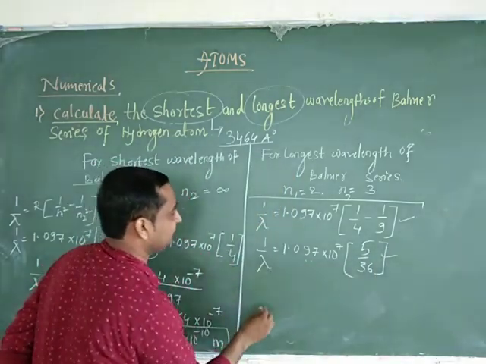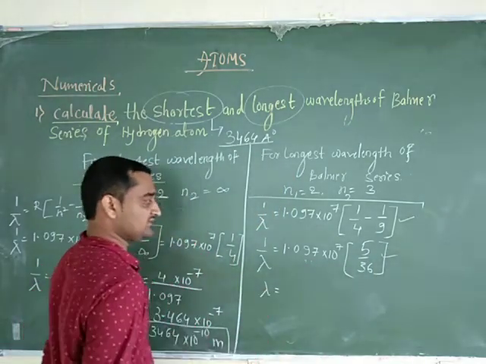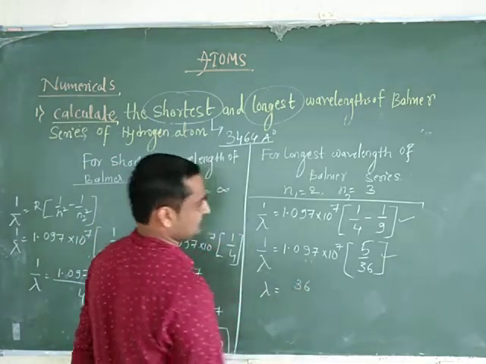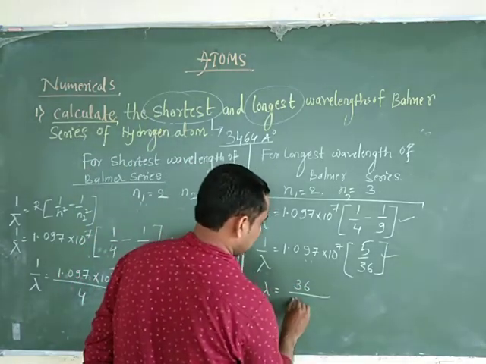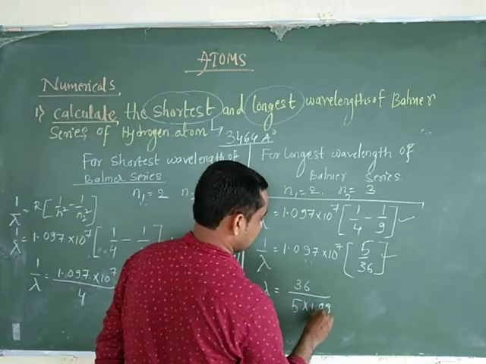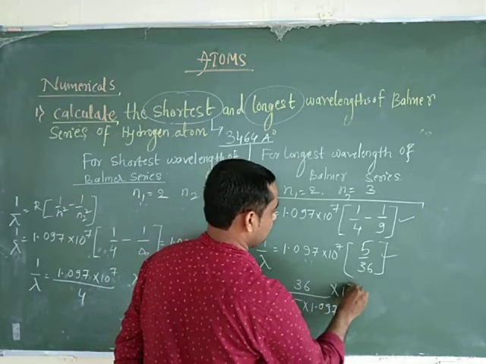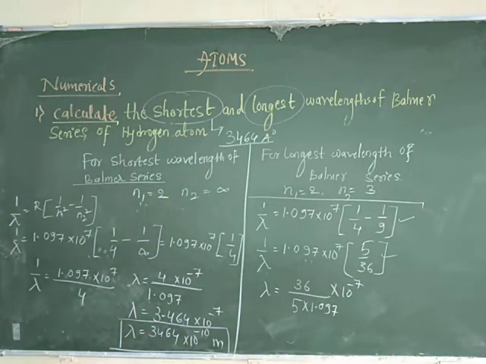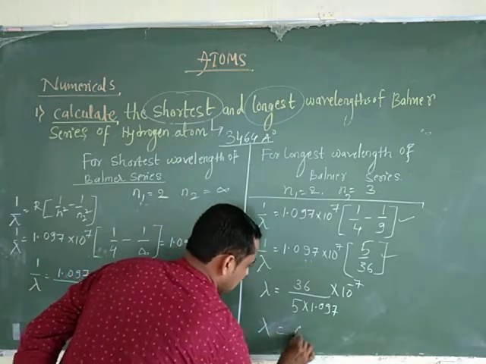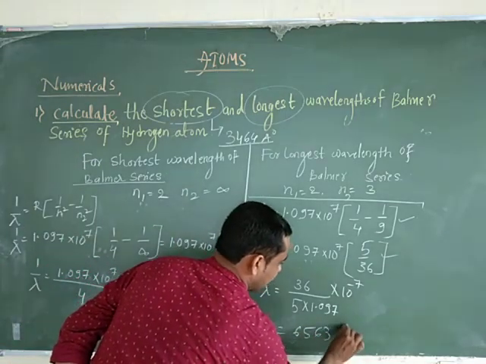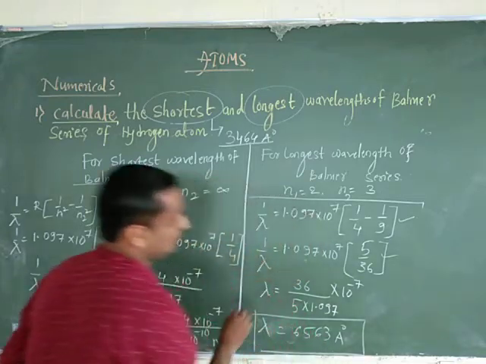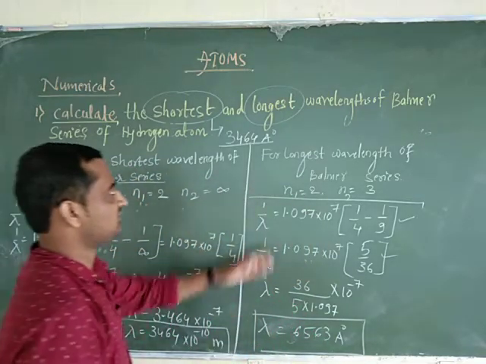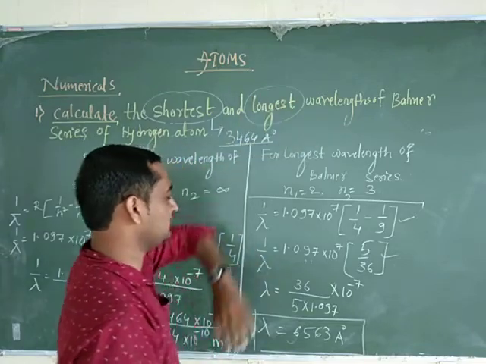Now this is 1 divided by lambda, therefore the value of lambda is equal to 36 divided by 5 into 1.097 into 10 to the power minus 7. If we solve 36 divided by 5 into 1.097, we will get 6563 angstrom. So this is the wavelength of the first member of the Balmer series, that is the longest wavelength of the Balmer series.